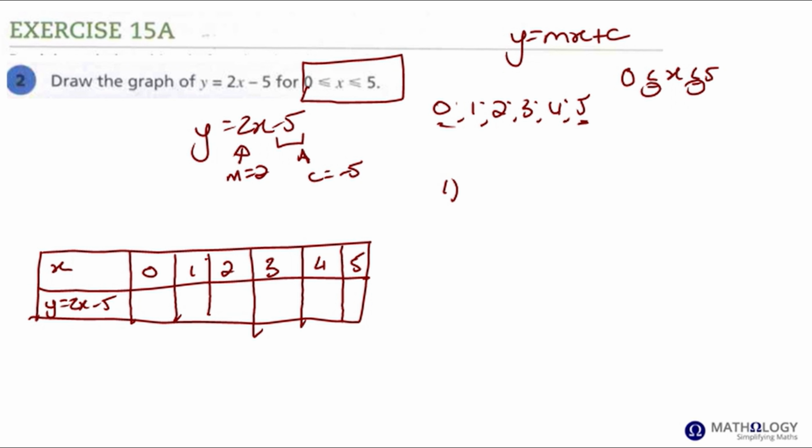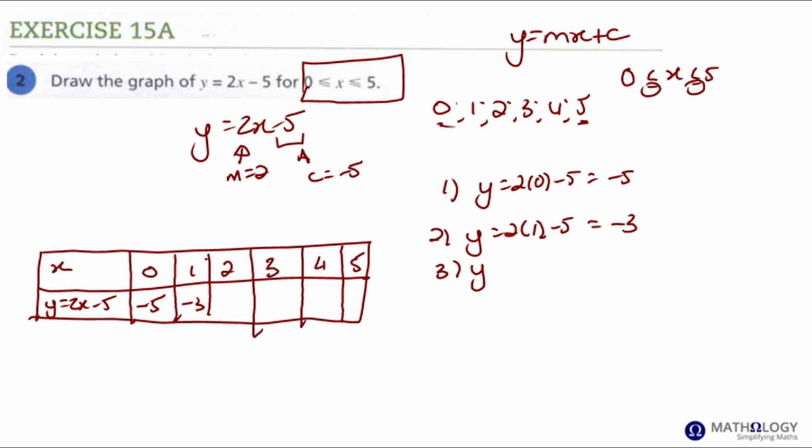So the first x value is 0. So y equals 2 times 0 minus 5, which is minus 5. So we place that y value underneath the x value in the table. Then y equals 2 times 1 minus 5. 2 minus 5 is minus 3. Put minus 3 under 1. And then y equals 2 times 2 minus 5. 4 minus 5 is minus 1.